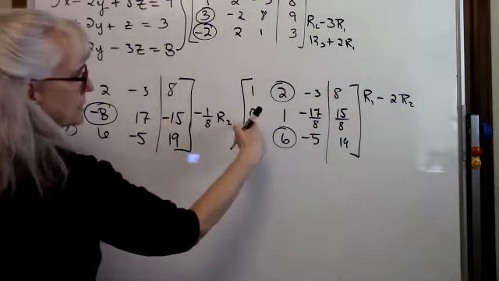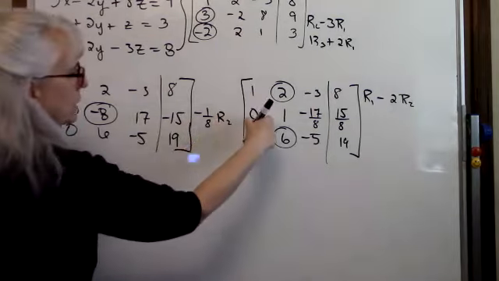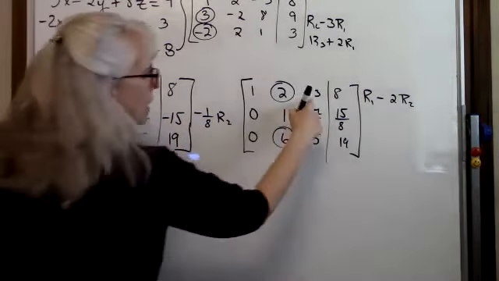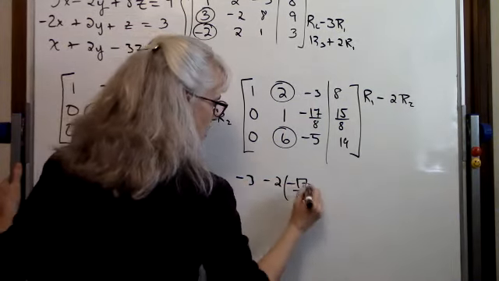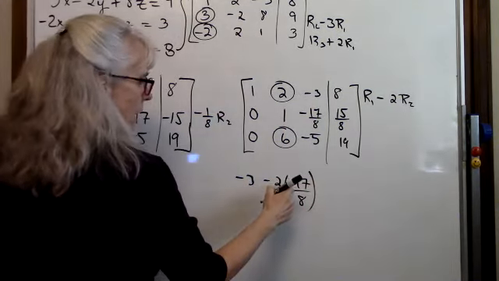So 1 minus 0 is still 0. 2 minus 2 is going to give me my 0. And now we have a -3 minus 2 times a -17 over 8. So that's going to give me a positive.